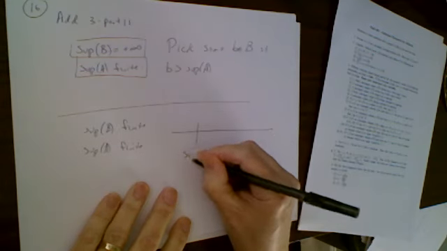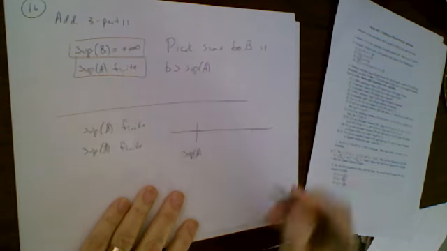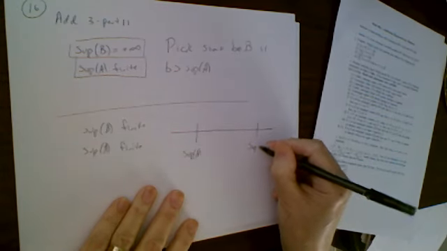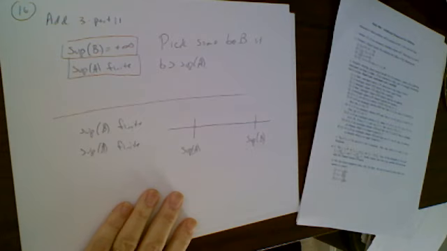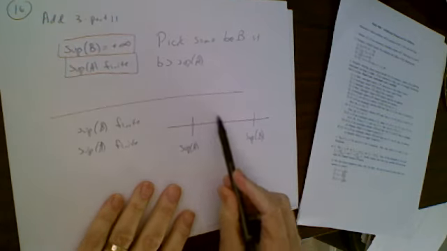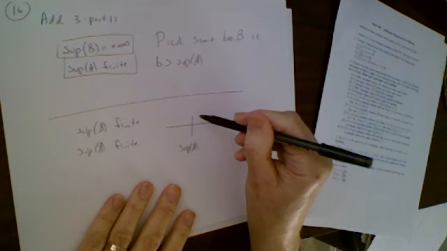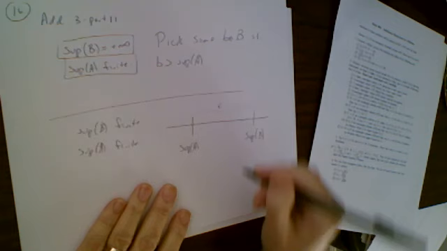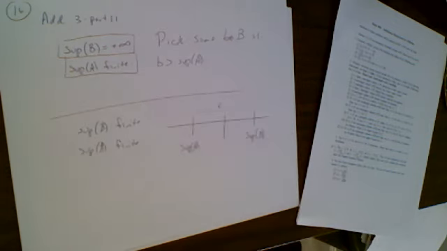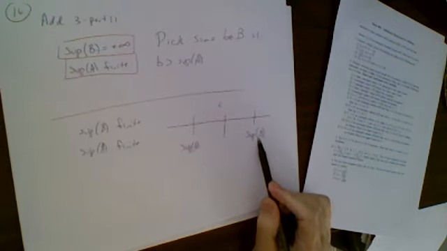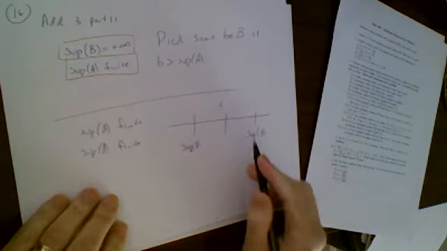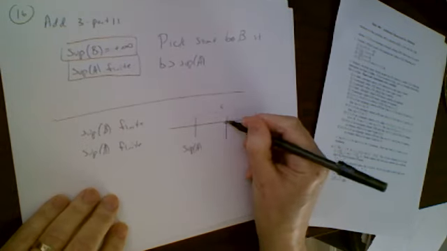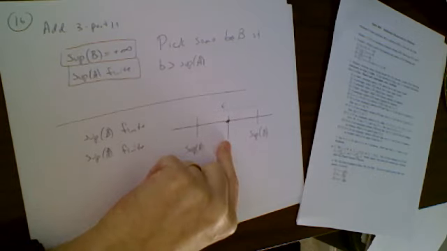Here on the number line is the sup of A. Here on the number line is the sup of B. And if the sup of B is bigger, there's some positive distance between these. So there's some positive distance epsilon between them. Let's take half of that. If this is the sup of B, then there is an element of B that gets passed here. Because if there was no element of B that got passed here, this would be a smaller upper bound.